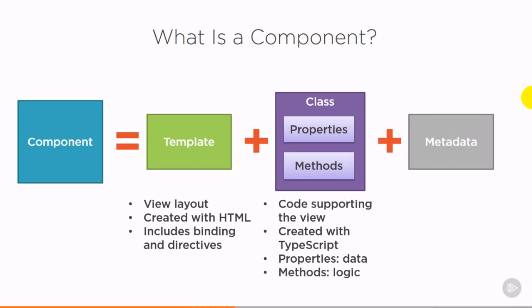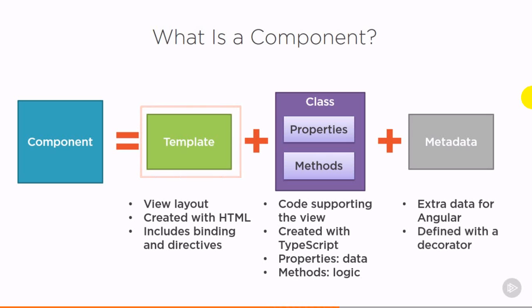A component also has metadata, which provides additional information about the component to Angular. It is this metadata that defines this class as an Angular component. The metadata is defined with a decorator. A decorator is a function that adds metadata to a class, its members, or its method arguments. So a component is a view defined in a template, its associated code defined with a class, and metadata defined with a decorator. Want to see what a component looks like in TypeScript?